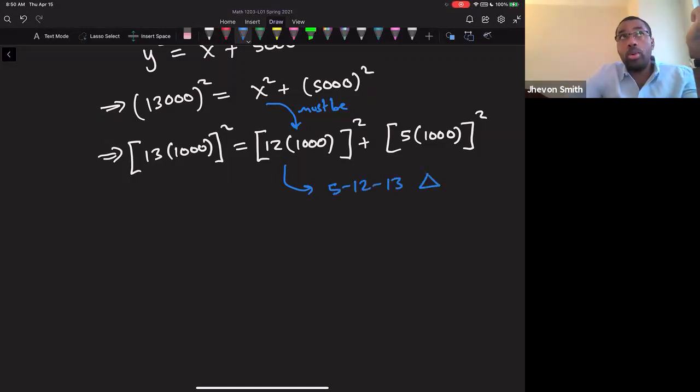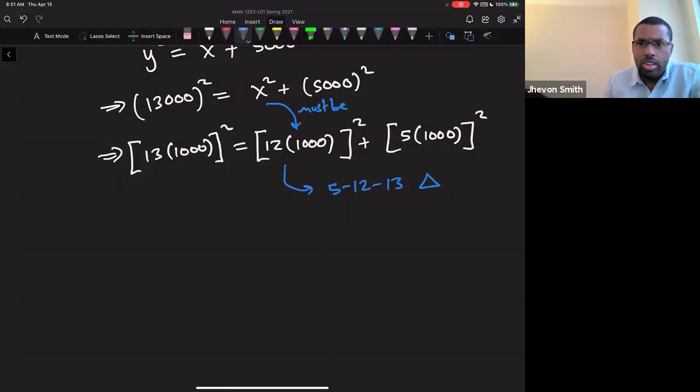So 5 squared is 25. 12 squared is 144. Take 25 plus 144, you get 169. 169 happens to be 13 squared. So 5, 12, and 13 go together. They're Pythagorean triples. 13 would, of course, be the hypotenuse.